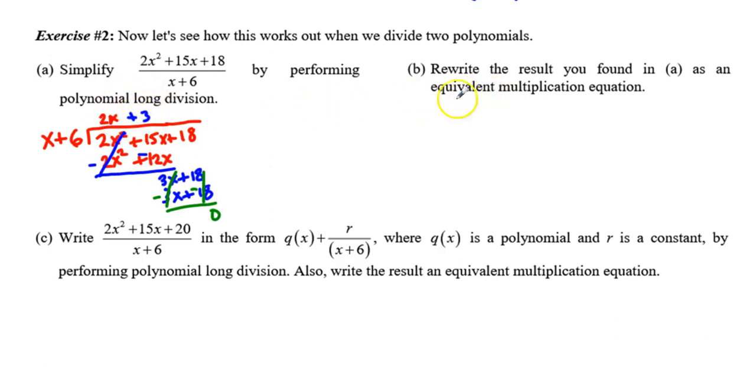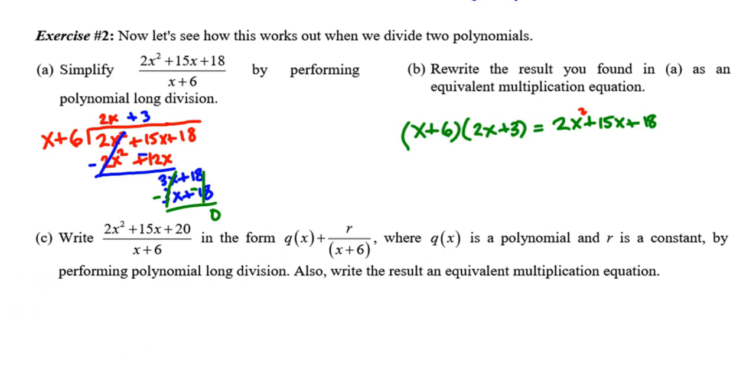So writing it in part B as an equivalent multiplication equation would be that x plus 6, the divisor, times the quotient, is equal to the dividend. Let me just get my square in here. I left my square out. Okay, so you can see that that's an equivalent expression.